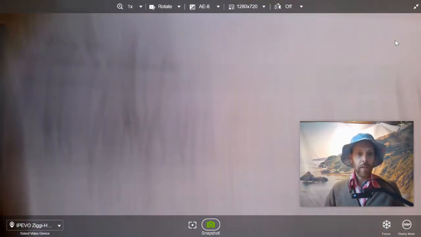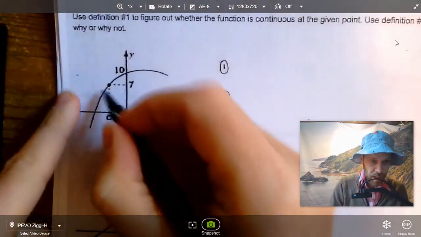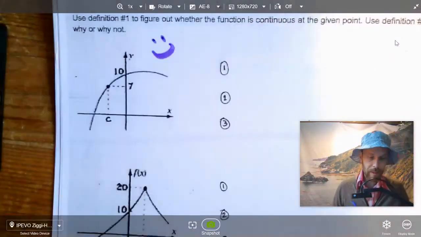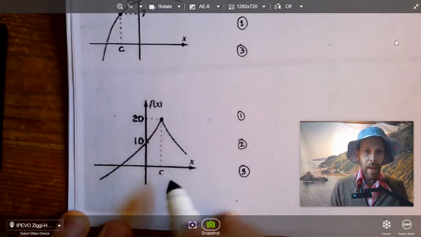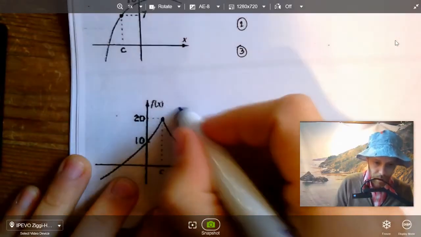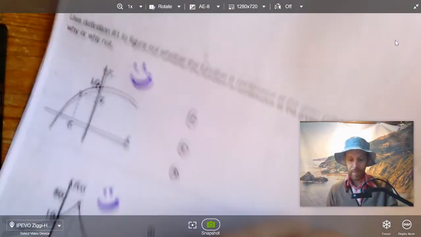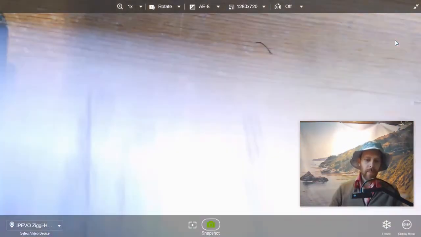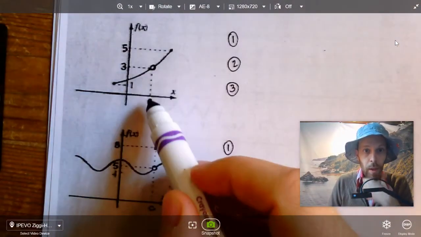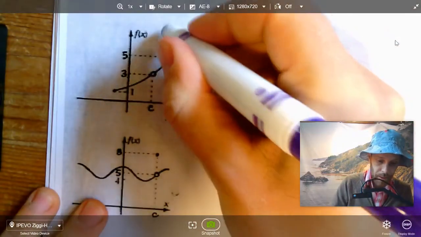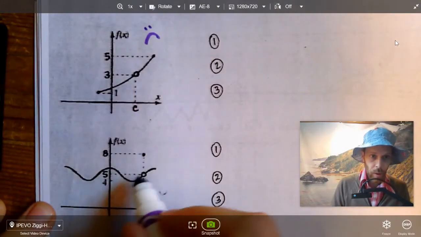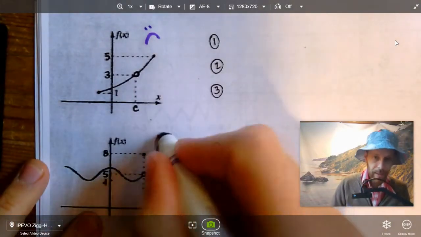Okay, so for instance, right here at C, can I drive over the graph? You bet I can. This one's continuous at C. Right here, can I drive over the function at C? Yeah, I got to make a right turn, but I can do it. So this one is continuous. However, if you look at the next page, can I drive over this road at C? No, there's a hole in it. So this one is not continuous. And right here, there's a hole in this one too. So this one is not continuous.